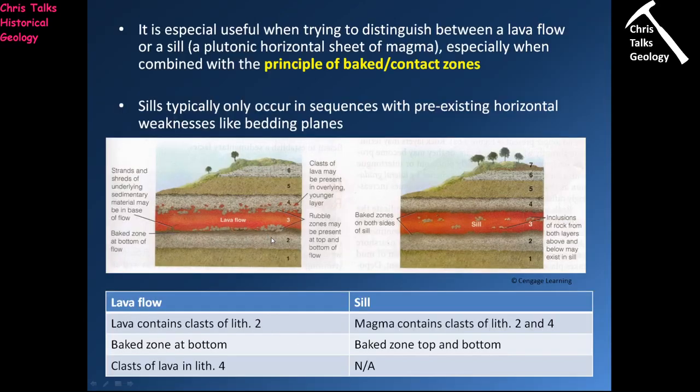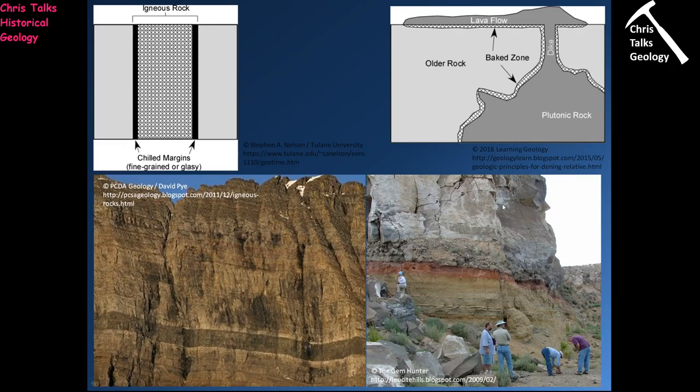So, actually, do you know what? I'm just going to skip to the next slide. Now, over here, we have a lava flow. So here's our lava flow in the gray, and here's the sandstone that the lava flow moved over, which is this kind of yellow-gray colored rock.